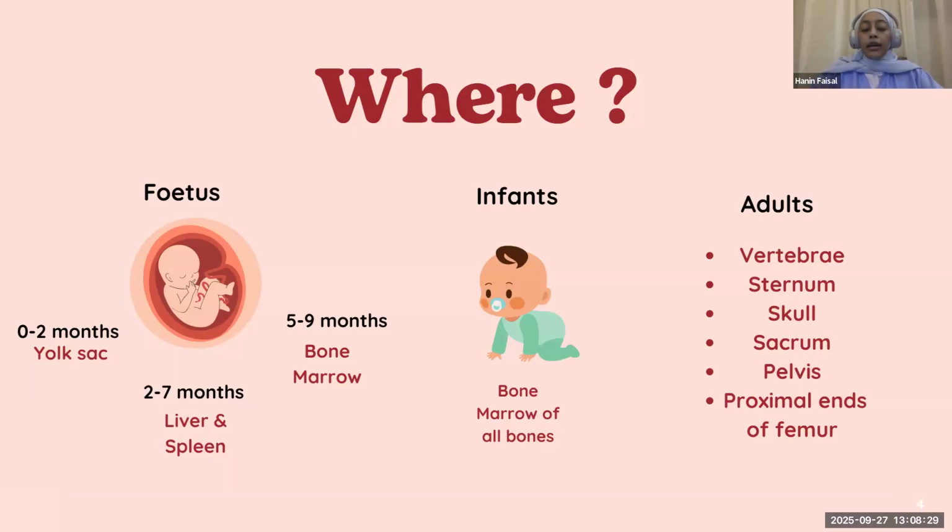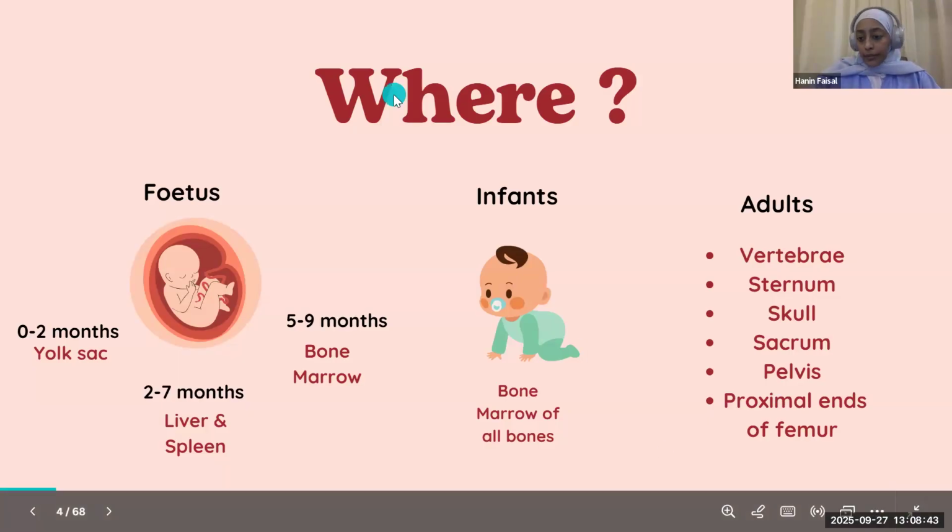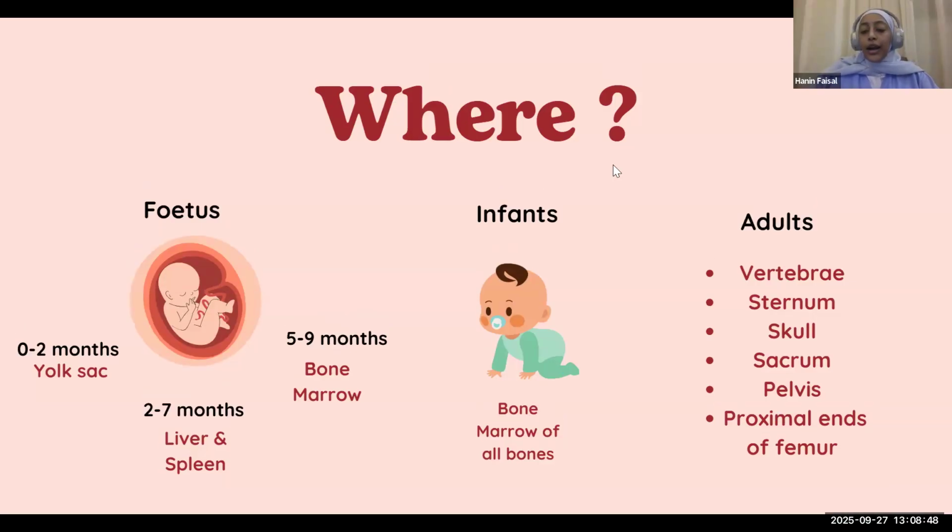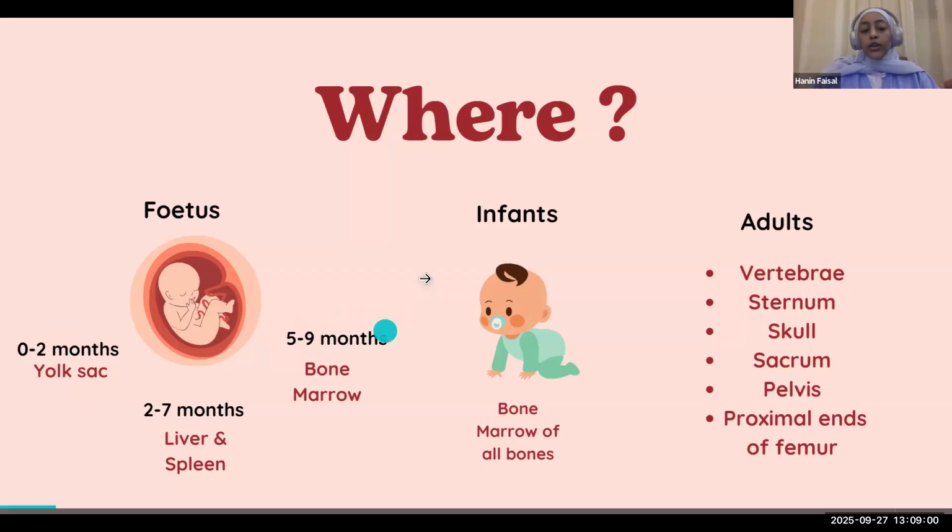So a question might come and ask you, for example, where does hematopoiesis take place in infants? And the options might be liver and spleen, yolk sac, or different things. Your answer should be the bone marrow of all types of bones. Someone asked if we have to know the specific months. Yes, you do have to know them because they might ask you from 5 to 9, where does it happen exactly? Because you can see that there is a difference. From 0 to 2 is yolk sac, 2 to 7 is liver and spleen, and 5 to 9 is bone marrow. So they might ask you this.